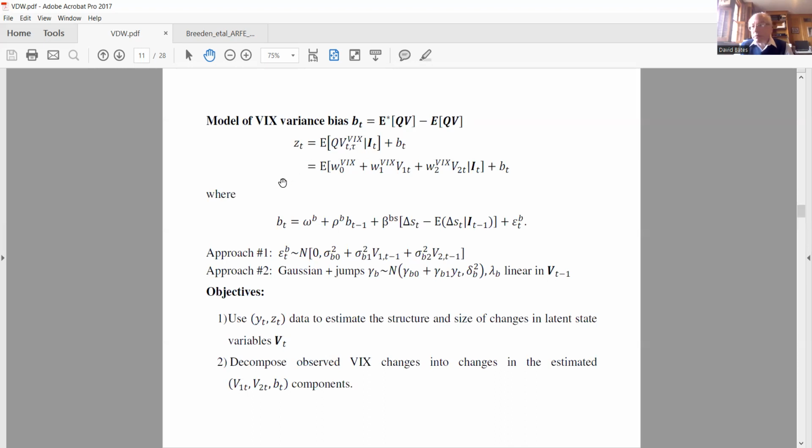Okay, now here's the model. Basically, I'm modeling the VIX variance bias as the difference between the risk-neutral expected quadratic variation and the objective quadratic variation. You can call it a variance risk premium if you want, and certainly that would be the definition of the variance risk premium. I'm agnostic on that topic. Maybe it's a variance risk premium, compensation for variance risk. Maybe it's problems with using options data.